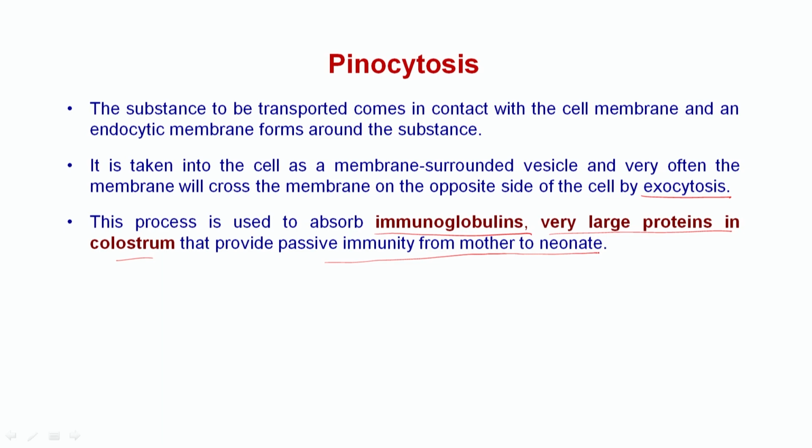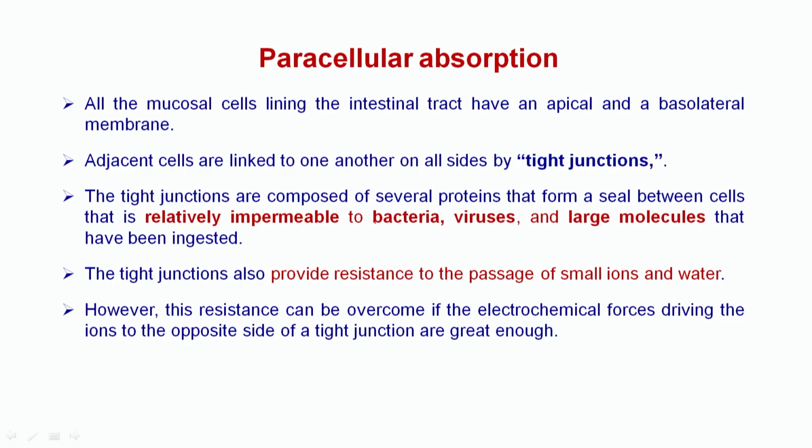Now we will be talking about paracellular absorption. Paracellular absorption means that the cells unite together and form tight junctions on all sides. So anything transported in between two cells is called paracellular. The tight junctions are composed of several proteins that form a seal between the cells that is relatively impermeable to bacteria, viruses and large molecules that have been ingested.